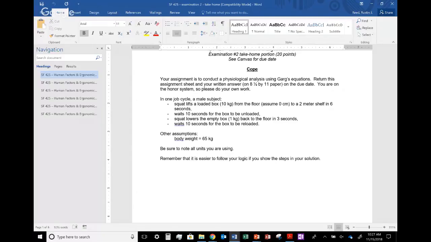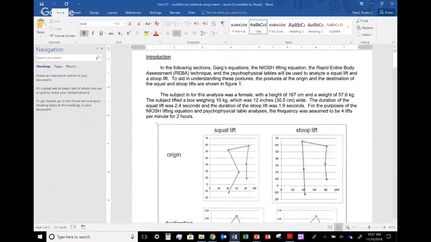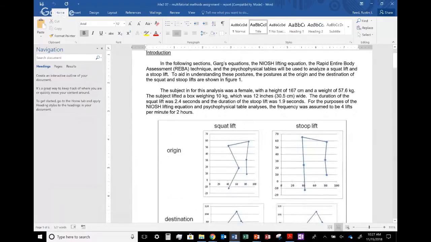Okay, yeah. So the multifactorial method. So you are analyzing your lift with all those different methods. So for every single equation, you're using all of them. And then you're just going to compare. I think there was an example in one of the lectures where we reviewed an example report.